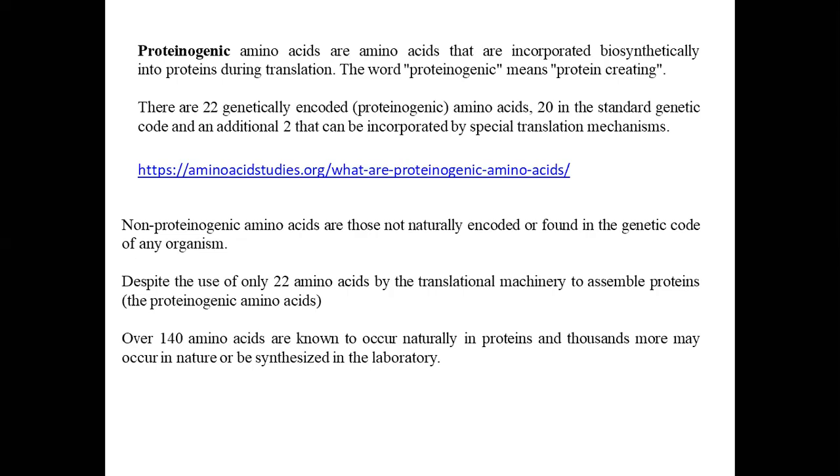Non-proteinogenic amino acids are those that are not naturally encoded or found in the genetic code of any organism, despite the use of only 22 amino acids by the translational machinery to assemble proteins. It is very good information that over 140 amino acids are known to occur naturally in proteins, but we only study about 20 amino acids usually. Thousands more may occur in nature or be synthesized in the laboratory. I remember we discussed in detail which amino acids or polypeptides we synthesized in the laboratory. I also mentioned some links of the databases.